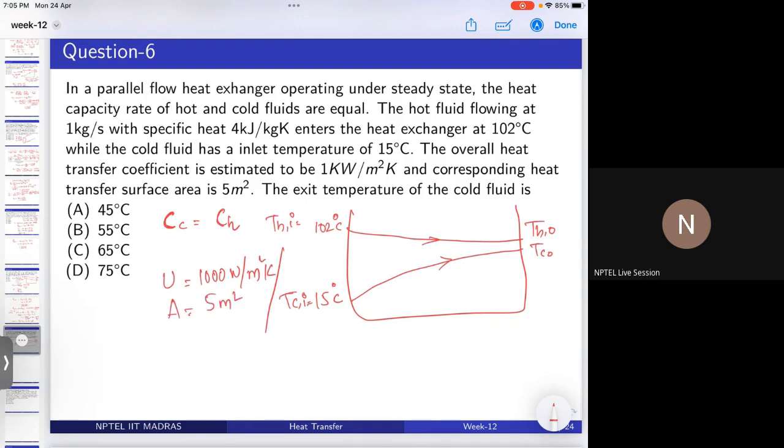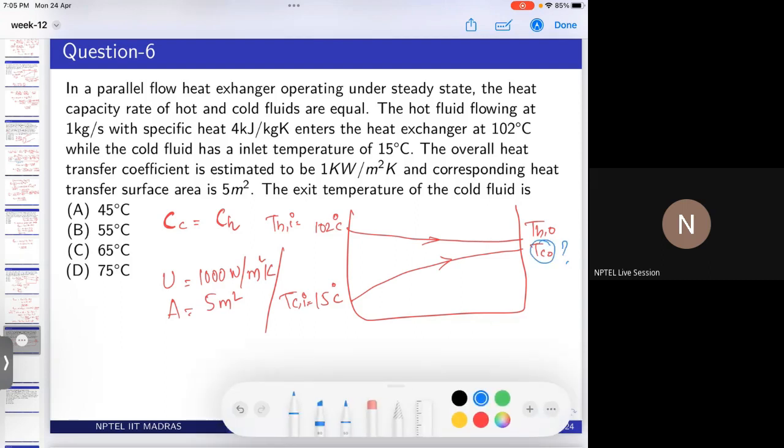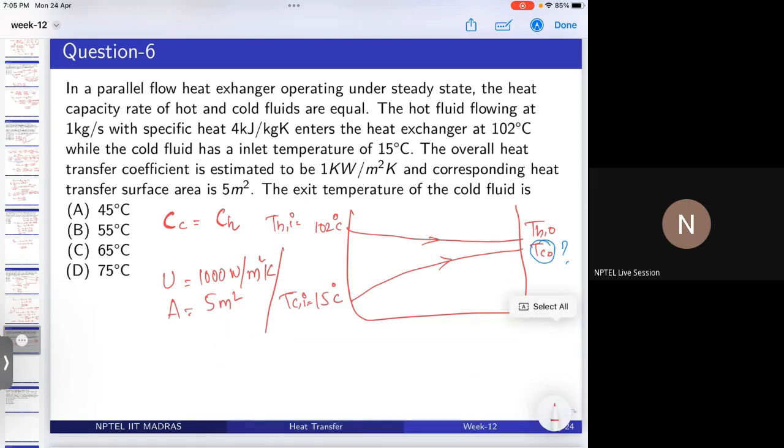You have to find out the exit temperature of the cold fluid, that is you have to find out TCO. Here none of the exit temperatures are given. In this case we cannot directly find it out, right? Here we cannot use the energy balance also. So here we have to use the NTU effectiveness method.